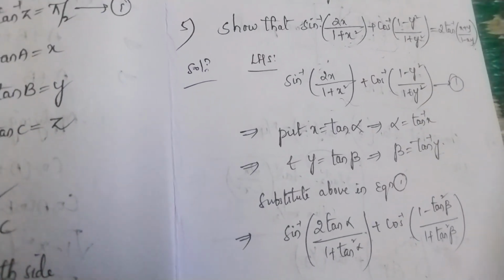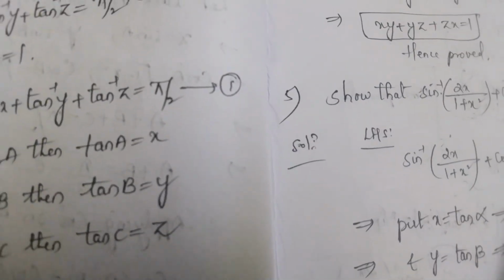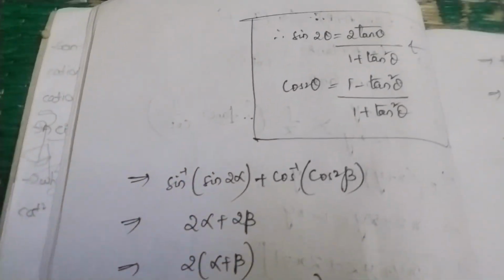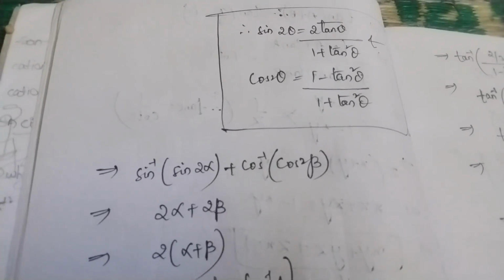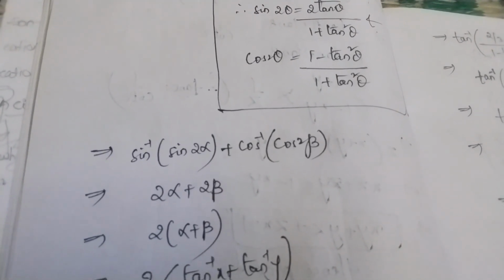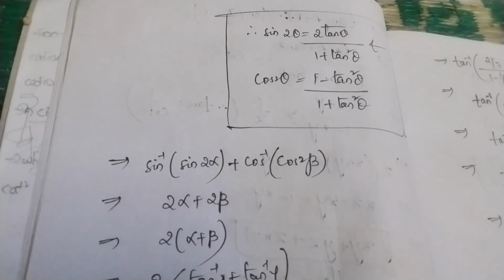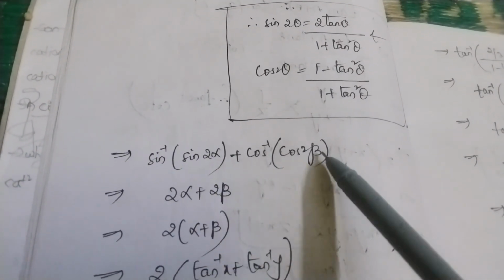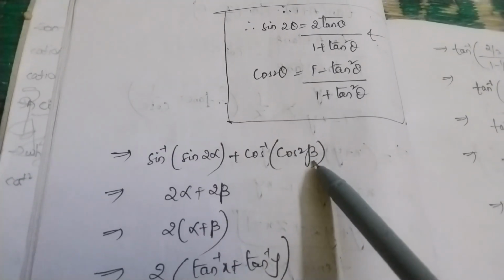So 2 tan alpha by 1 plus tan square alpha, it is what? Sin 2 alpha, because what is the formula of sin 2 theta? It is 2 tan theta by 1 plus tan square theta, and cos 2 theta formula is 1 minus tan square theta by 1 plus tan square theta. So it will be what? Since it is in terms of alpha, therefore I have written here sin 2 alpha, and here it is in terms of beta, so cos 2 beta.